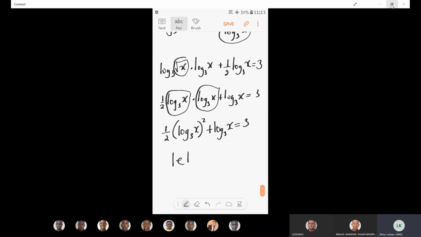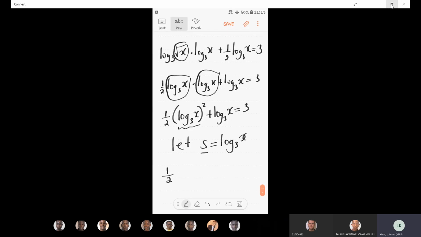Now I will let s equal to log base 3 of x, and then wherever I have log base 3 of x, I will put s instead. So I have half s squared. Miss, you skipped the half there. Yes, the half should still be there. Okay, thank you. The half should still be there. And then I have half s, and this is equal to 3.